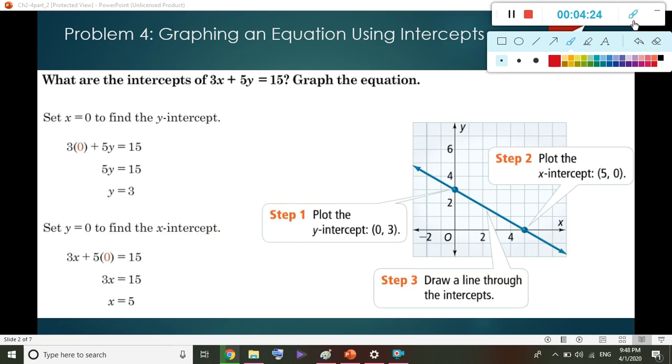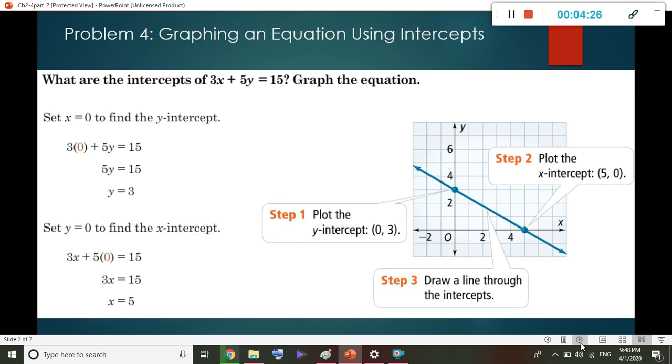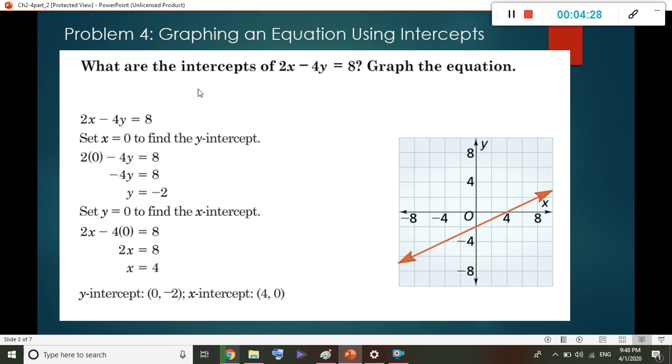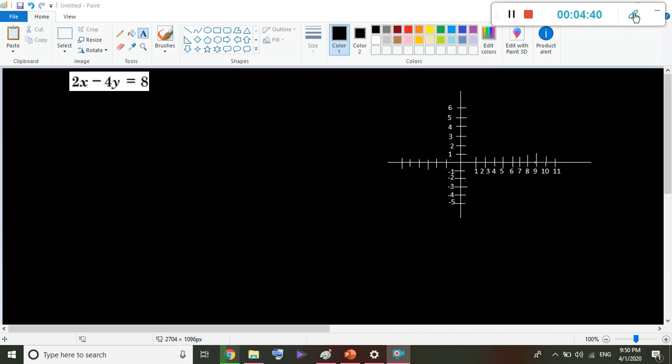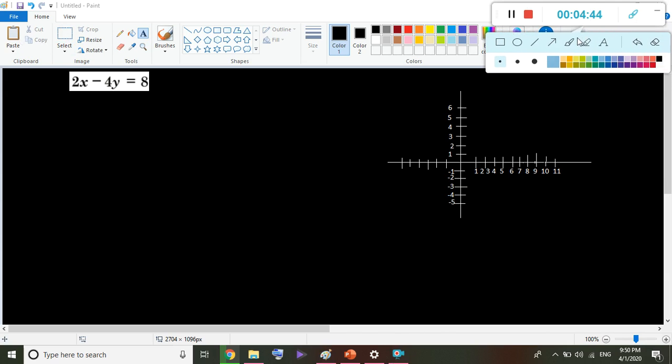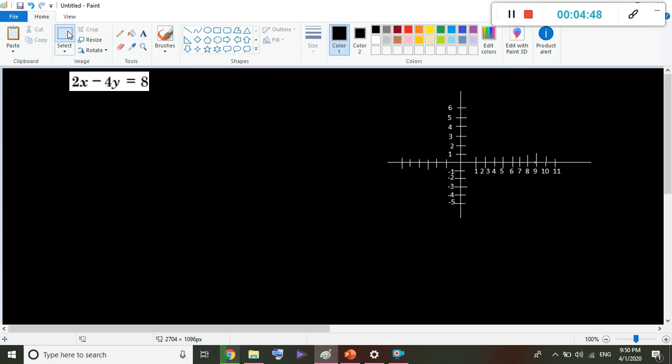Okay, so let's go for the second example we have, which is the same thing. We're going to find the intercepts from the equation here, then we're going to graph them. Okay, let's solve this together. Again we're going to find the x-intercept first, then we're going to find the y-intercept.